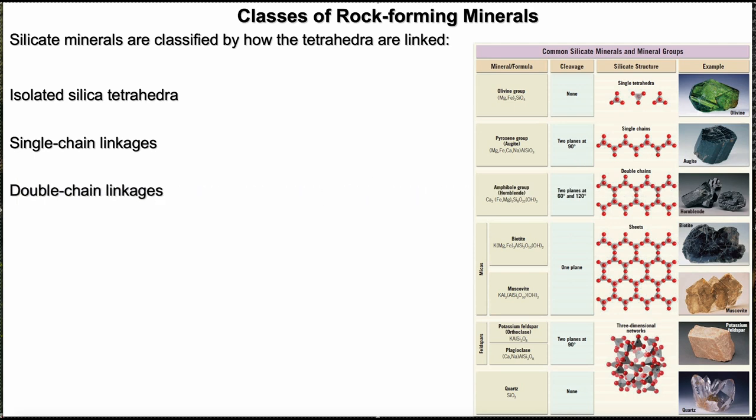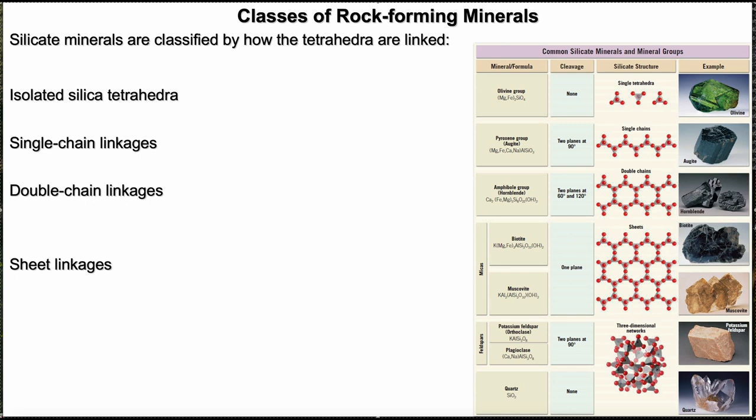By linking these single chains together, we form double chain minerals, such as the amphibole group. And this one is exemplified by the mineral hornblende, a very common amphibole. You'll see it in almost any igneous rock you look at. It's going to be a little black, needle-like or pencil-shaped crystals you'll see in a common granite, for instance. So this double chain silicate results in two planes of weakness, which produce cleavage at 60 and 120 degree angles.